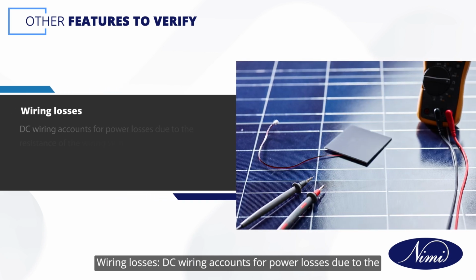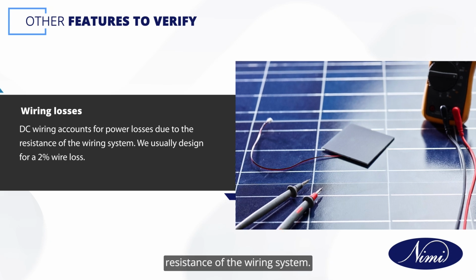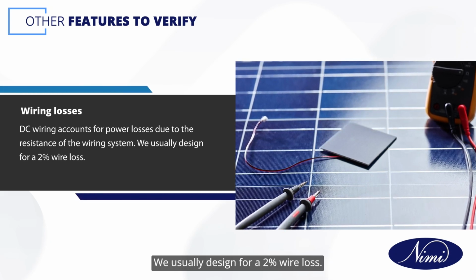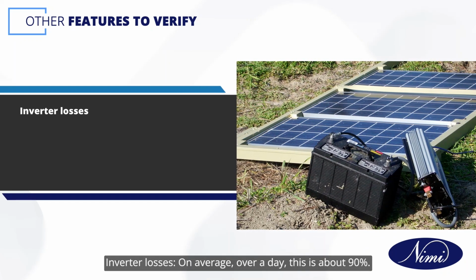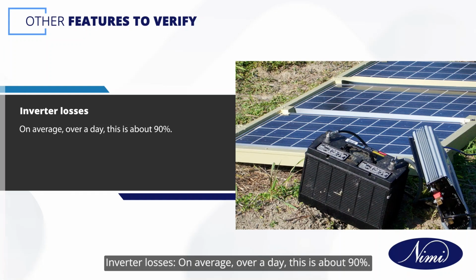Wiring losses. DC wiring accounts for power losses due to the resistance of the wiring system. We usually design for a 2% wire loss. Inverter losses. On average, over a day, this is about 90%.